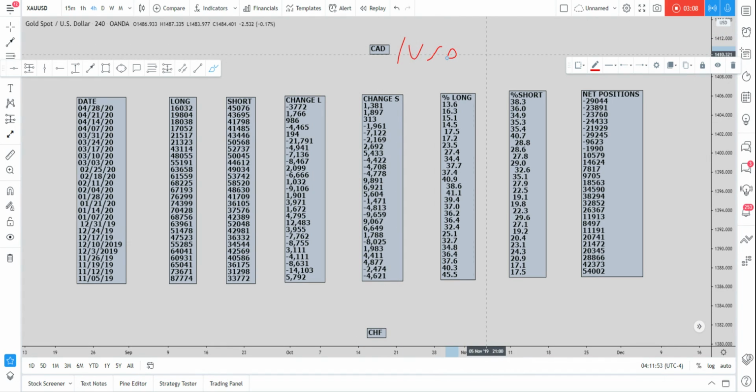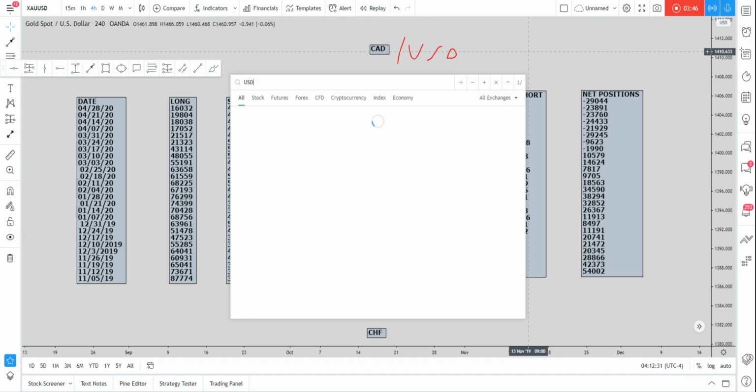But we don't have CAD USD, we have USD CAD. So how can we read this? Well, very simple. You have to reverse everything. We can see that with the last report, hedge funds have closed 3.7K long positions and opened another 1.3K shorts, adding to the 1.8K shorts that they had already opened with the previous report. So they're adding shorts and closing longs on the CAD USD, meaning that they're opening longs on USD CAD and closing shorts. Therefore, we can expect USD CAD to make a move to the upside.